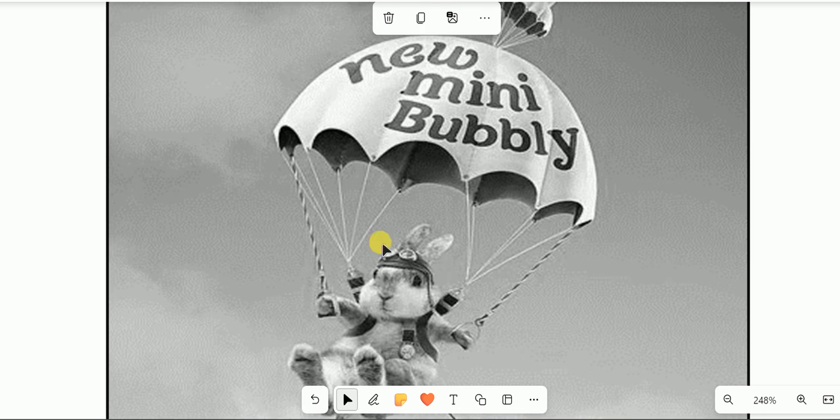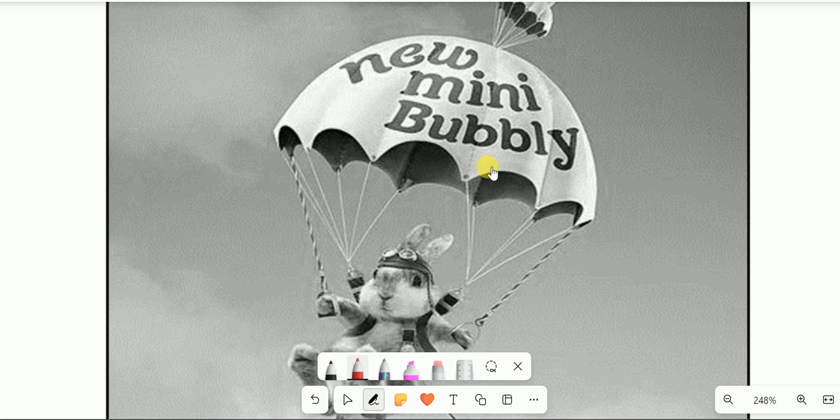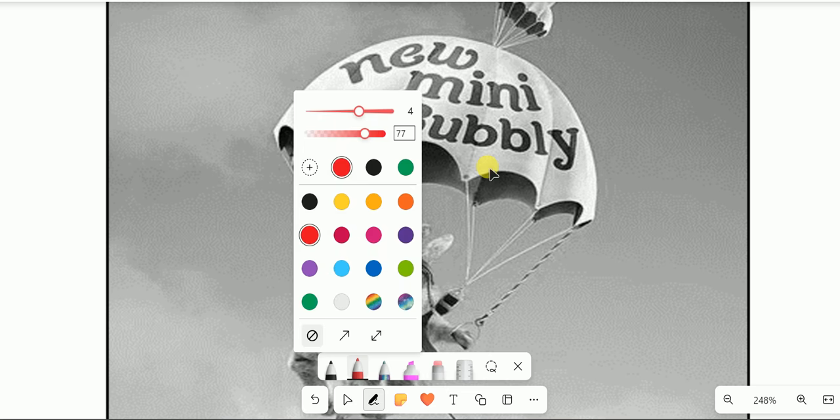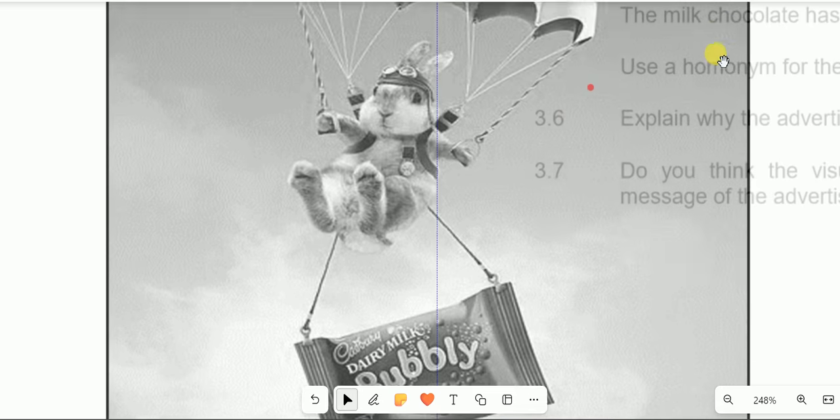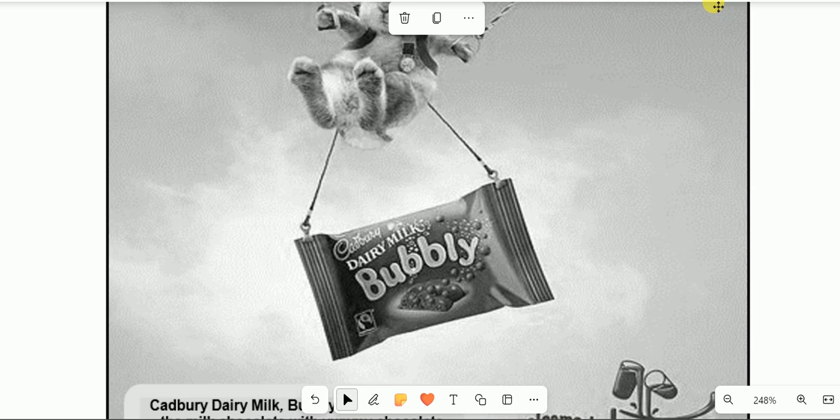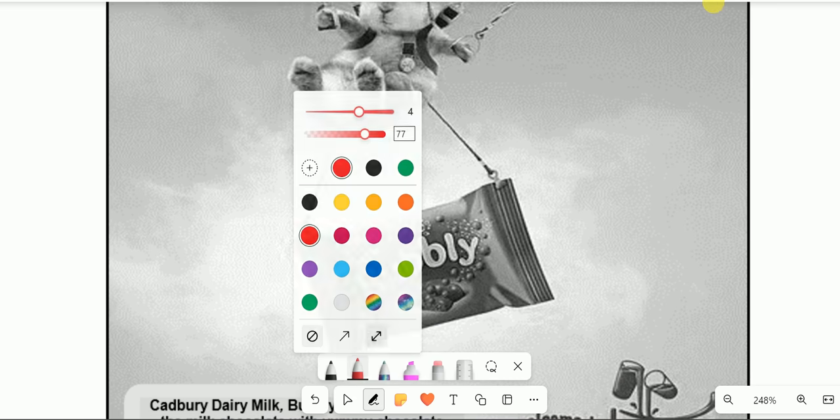The first thing that I see is a parachute, and then I see the words new mini bubbly, and then I see we've got an interesting character here, a rabbit parachuting, and then the words new mini bubbly. Look at the words. Remember I said words are important, or the message is also important. We go down again, the rabbit is parachuting, and then here now I see a chocolate, and then you look at the chocolate.